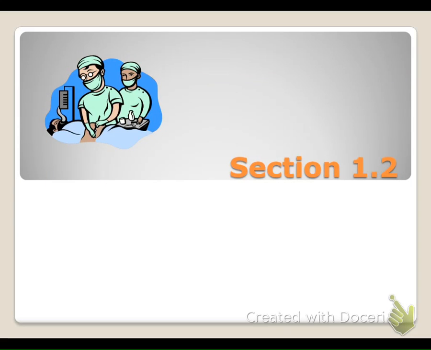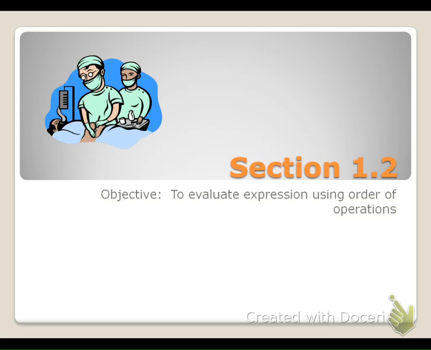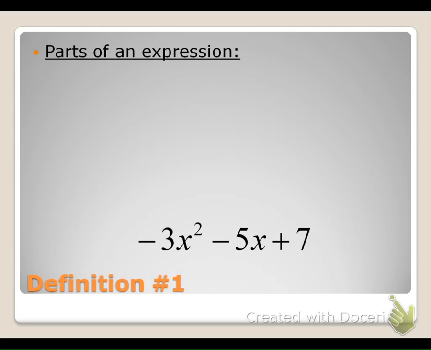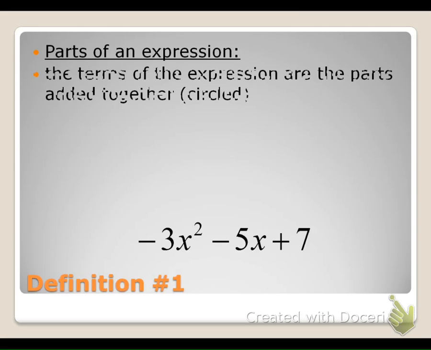Today we're doing section 1.2. It's all about the order of operations. The first thing we're going to talk about today is the different parts of an expression. So here's an expression, negative 3x squared minus 5x plus 7.